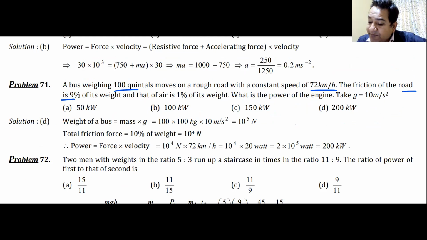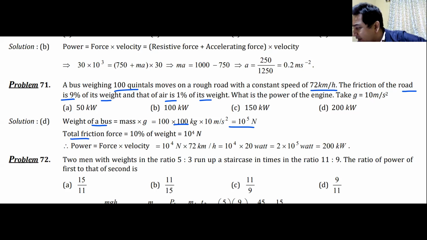Friction of the road is 9% of the weight. So you first find out the weight of the bus, mass into g. Take 9% of this. 9% of the weight is friction force, and 1% of this weight is that of air. So you have frictional force as well as air resistance.